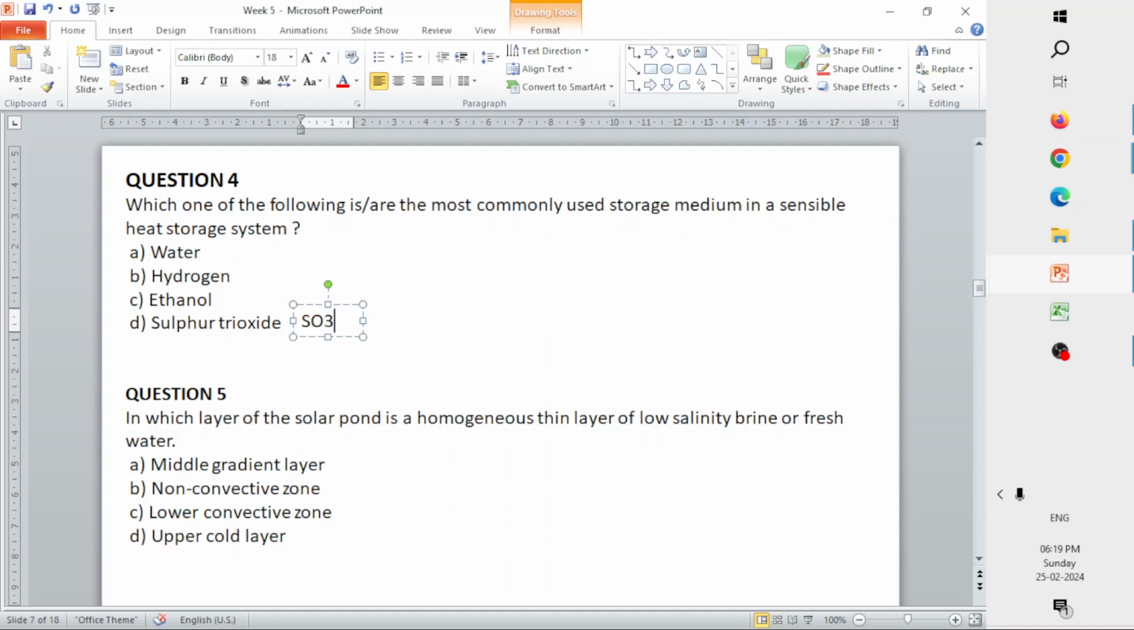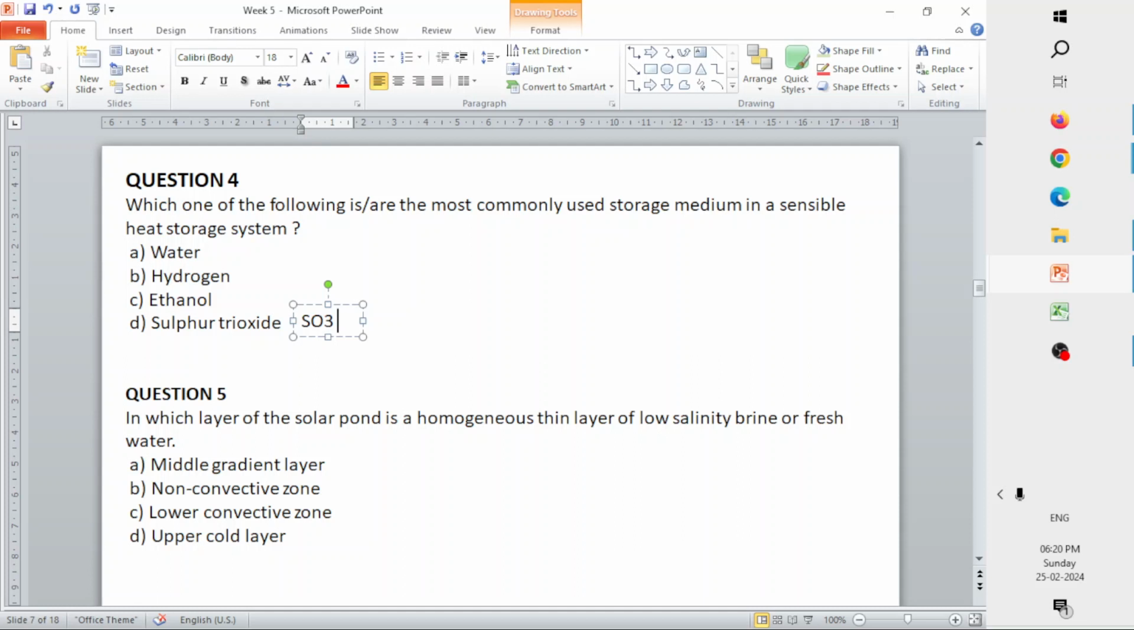SO3, sulfur trioxide, can actually undergo a reversible reaction. Sulfur trioxide can become sulfur dioxide plus half O2. So here it undergoes a reversible reaction. Since we discussed this previously, I hope we will be able to tell now. Sulfur trioxide is not something that can be used as a storage medium for sensible heat energy storage, but it can be used as a storage medium for thermochemical energy storage systems.